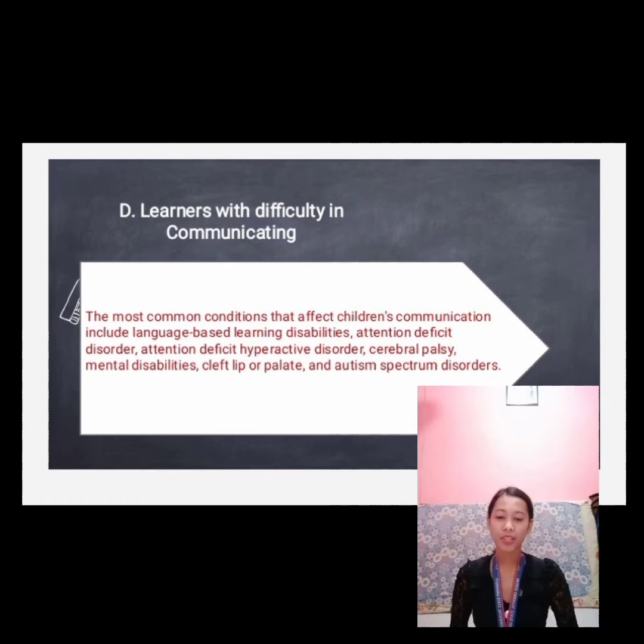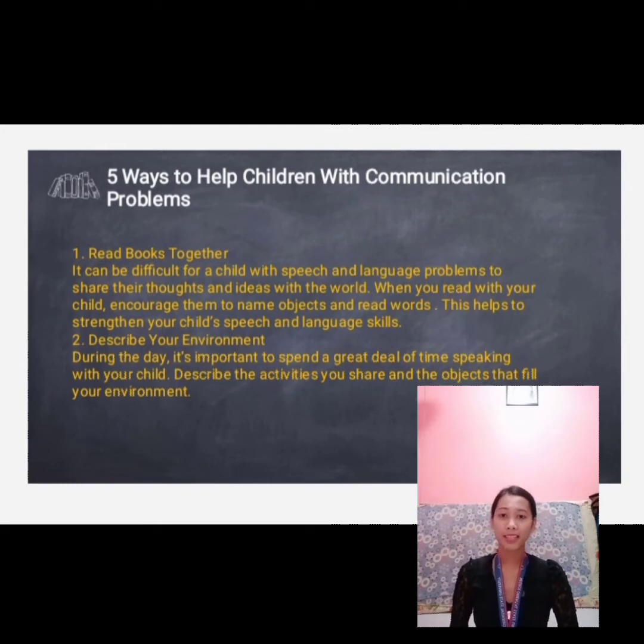The common conditions that affect children's communication include language-based learning disabilities, attention deficit disorder, attention deficit hyperactive disorder, cerebral palsy, mental disabilities, cleft lip or palate, and autism spectrum disorder. Those are the conditions that can affect the children's communication towards each other or towards other people. And let's proceed to the next slide, which are the 5 ways to help children with communication problems.